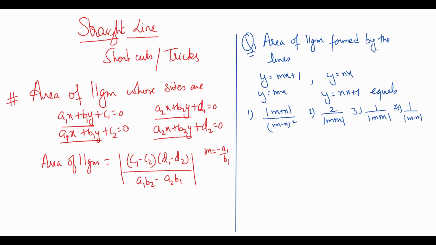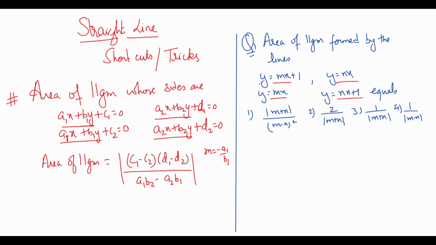Area of the parallelogram formed by these four lines. One is y equals mx plus 1, another is y equals nx, the third one is y equals mx, and the fourth one is y equals nx plus 1. You can see that these two lines are parallel because they have the same slope, that is m. And these two are another two parallel lines with the same slope n.